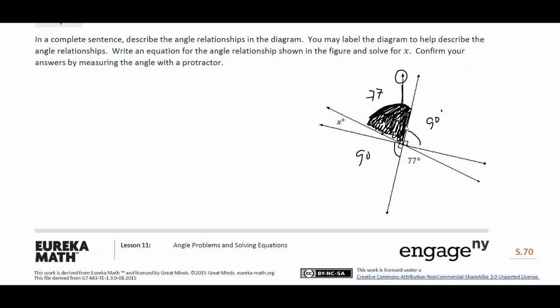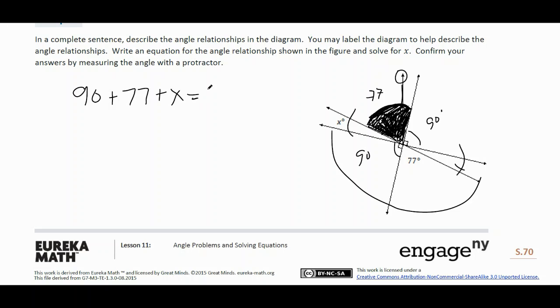Right, that is the 77. Now, how do we solve for the x? What can you say? Yes, very good, thank you. These are congruent, and therefore, since there is a straight line here, it's going to create 180 degrees. Very good. So 90 plus 77 plus x is going to be 180.